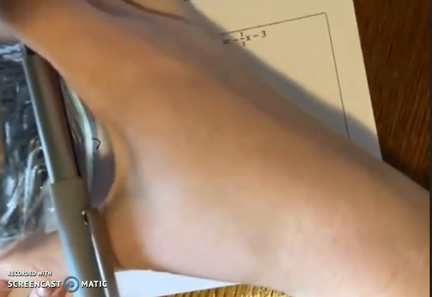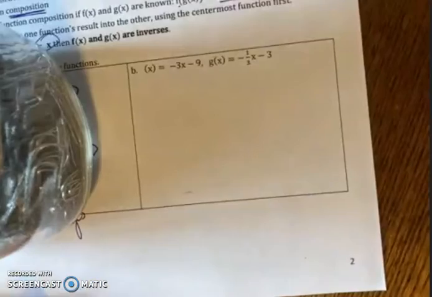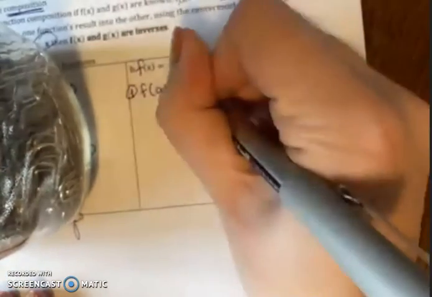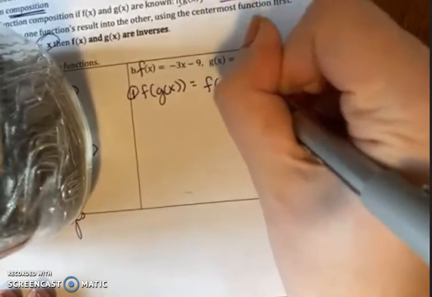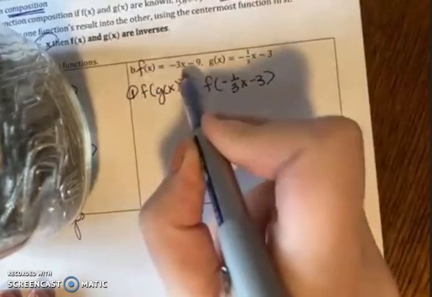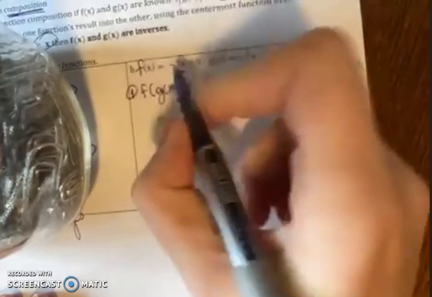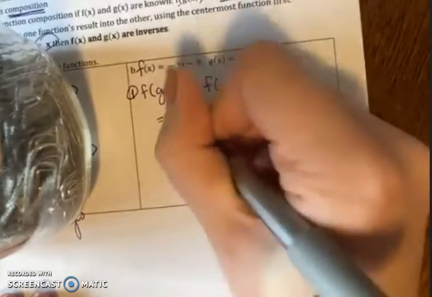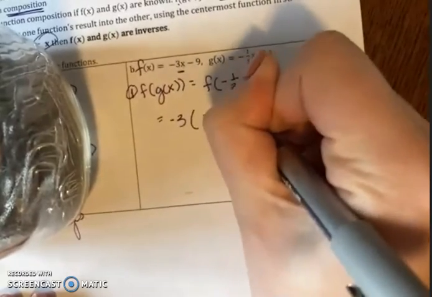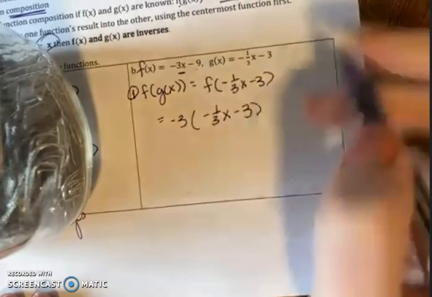Part B. Okay, there's a typo here. Here's f of x, here's g of x. We're going to verify it, so I'm going to start off with f of g of x, meaning it's f of the whole g of x function. So I'm going to put negative 1/3 x minus 3 wherever I see x in the original f function. So I have a negative 3 times, replacing the x with negative 1/3 x minus 3, and I have that minus 9.